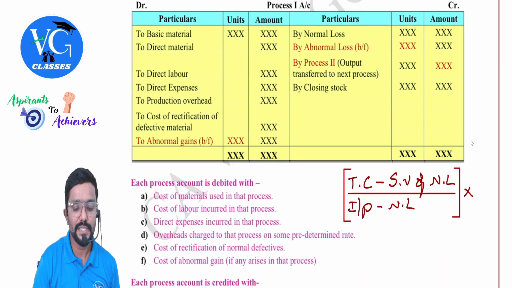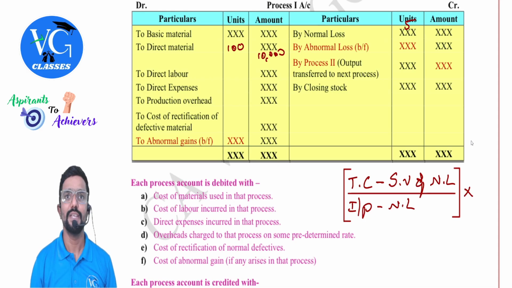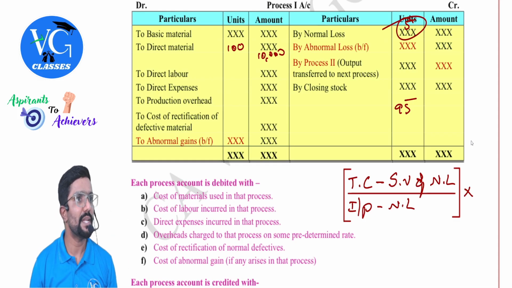Assume, guys, I had purchased 100 units at 10,000 cost. Cost is fully debited. Now there is a loss of 5 units. So remaining units is how much, guys? 95. So whatever is the cost of these 5 units will be absorbed by whom? Remaining 95 units.